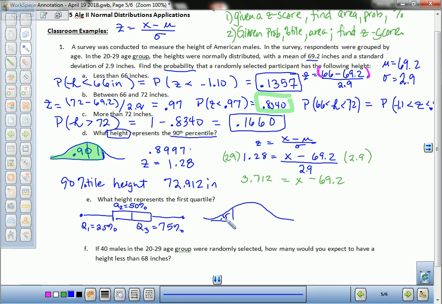Where does that 25%? Now, if I give you an area, a percent, or a probability, we start inside the chart and work out. I gave you a percent, 0.25 of the data. So try to find 0.2500 on your chart, on the inside. Positive side or negative side? Negative side, because we know it's less than 50%. Negative 0.67.